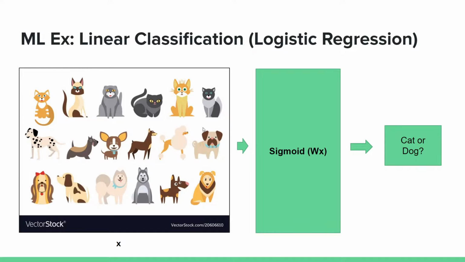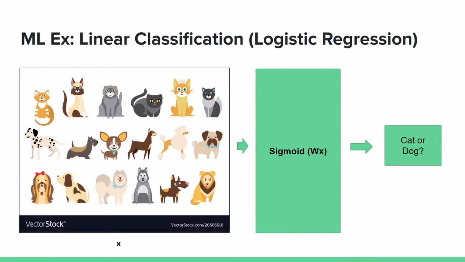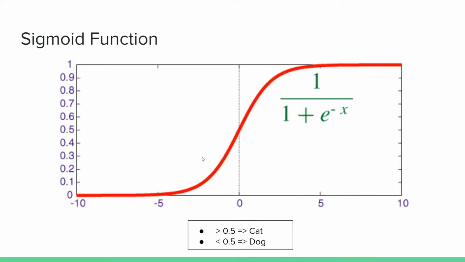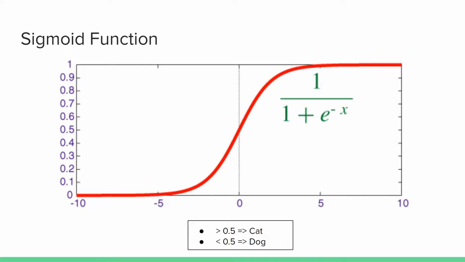Yep, the famous cats and dogs example, logistic regression. This is a sigmoid function. When you want your output to be between 0 and 1, you usually use a sigmoid. If the value of a prediction is between 0.5 and 1, you might predict it as a cat, and if it is between 0 and 0.5, it is a dog.